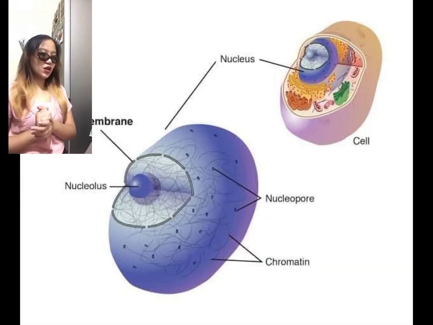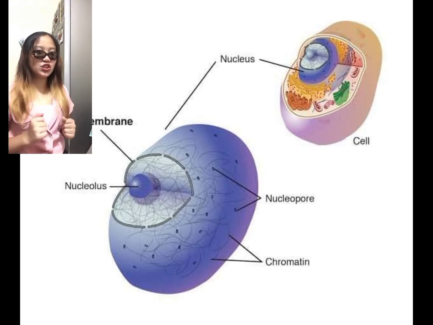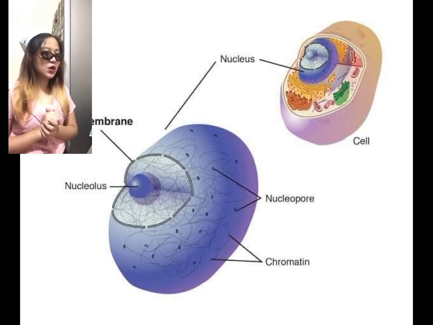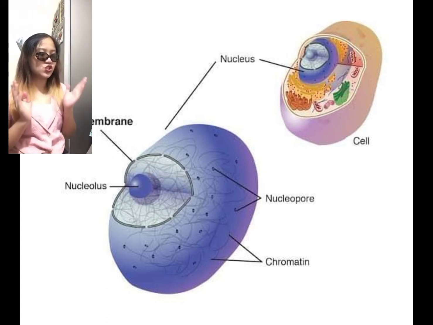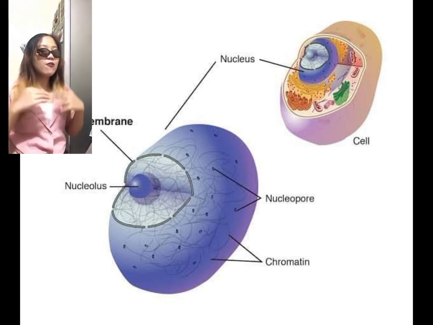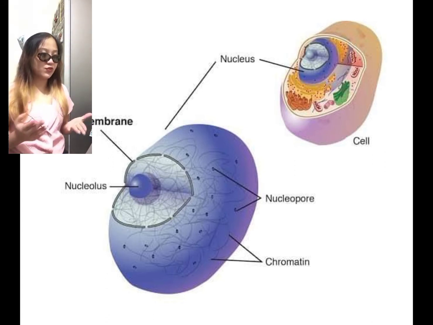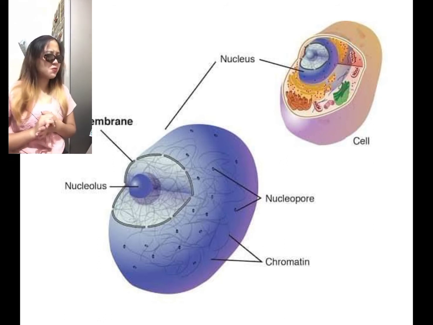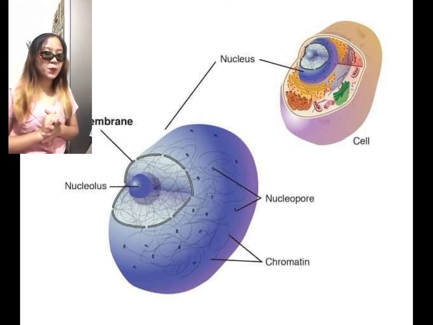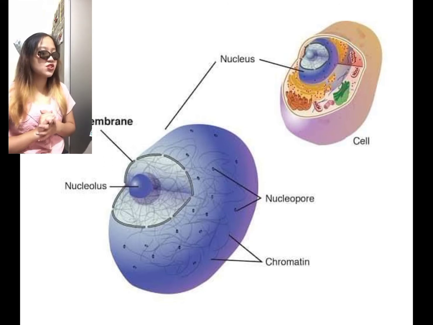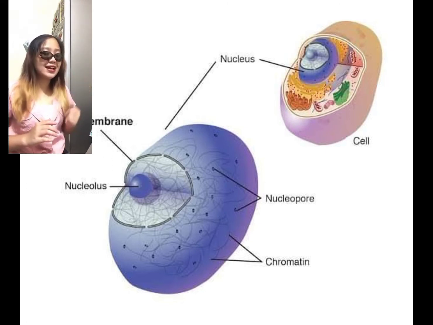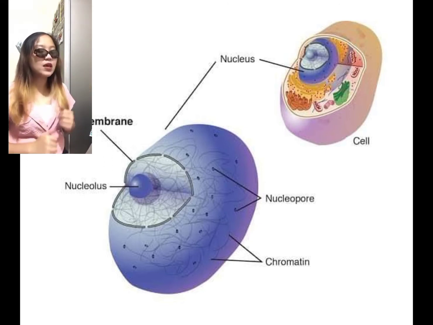Now let's move on to the next organelle, the nuclear membrane. Also referred to as the nuclear envelope, the nuclear membrane is a double membrane that encloses the nucleus. Its function is to separate the chromosomes from the rest of the cell. The function of its array of small holes or pores is to permit the passage of certain materials, such as nucleic acids and proteins, between the nucleus and cytoplasm.